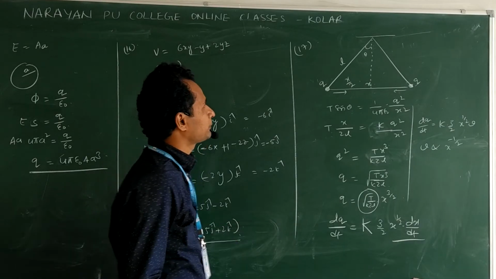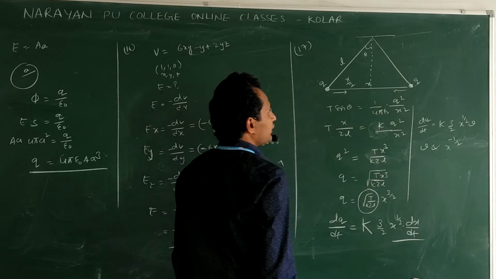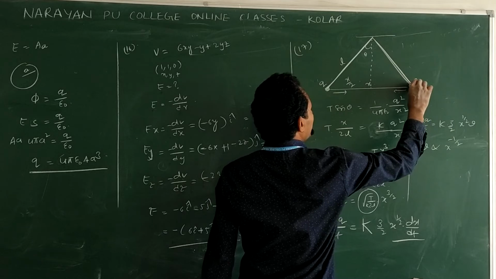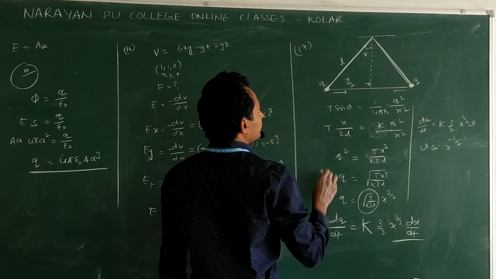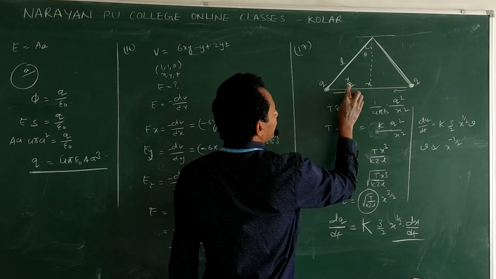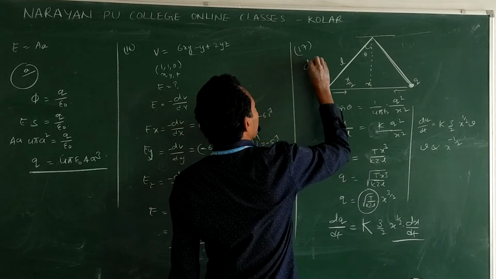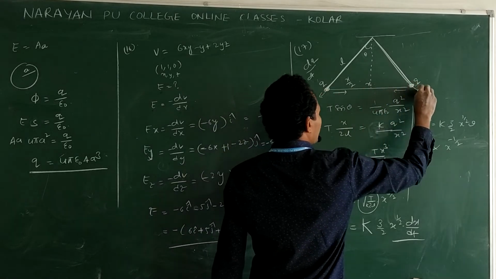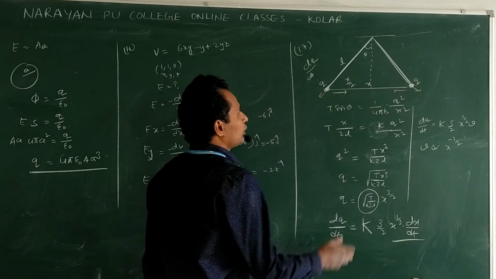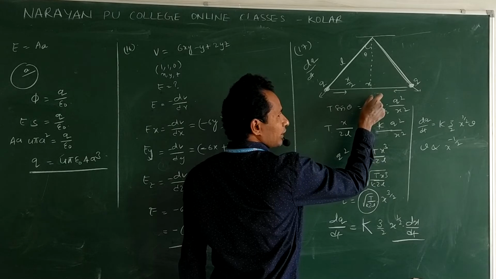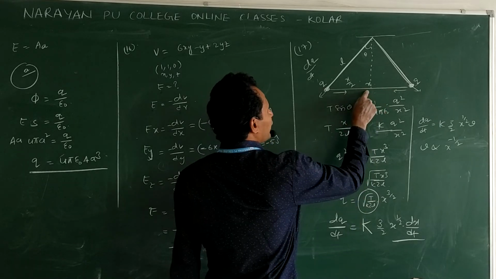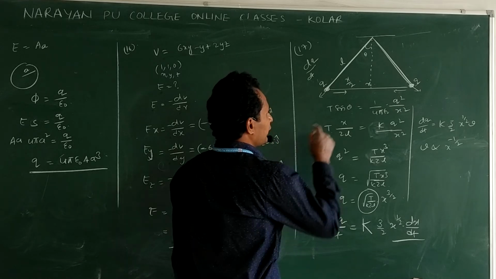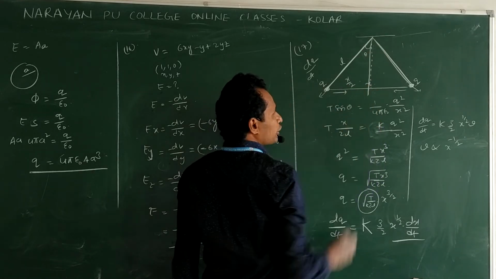Now come to 17. This is the situation given. Charges are suspended like this, length given. I take dq by dt as some constant. Charge is continuously being removed from both, so the separation will decrease. At an arbitrary moment, let us say the distance is x. If we take this, it exactly bisects, so this will be x by 2.